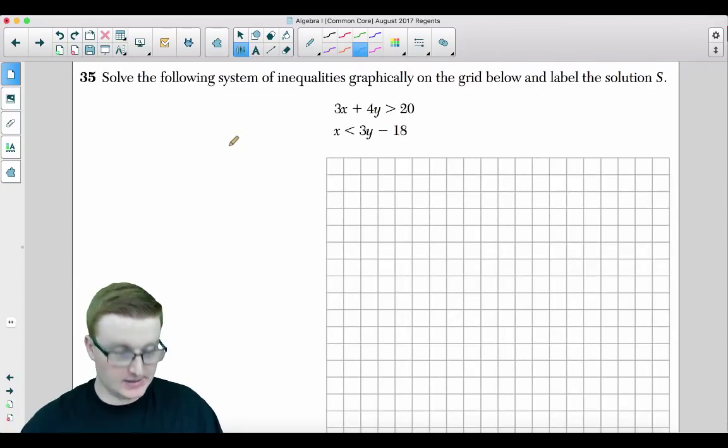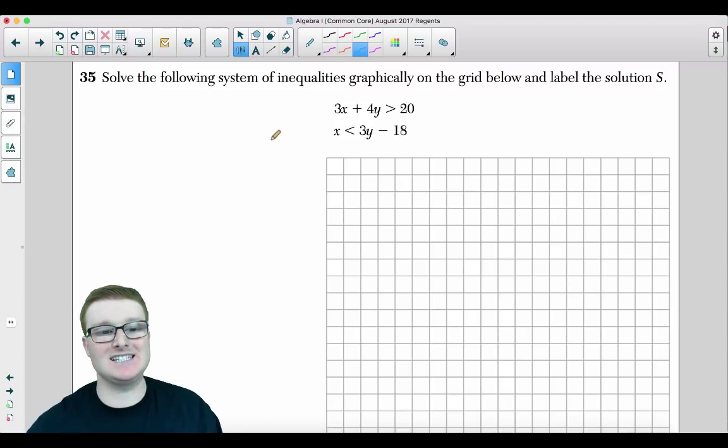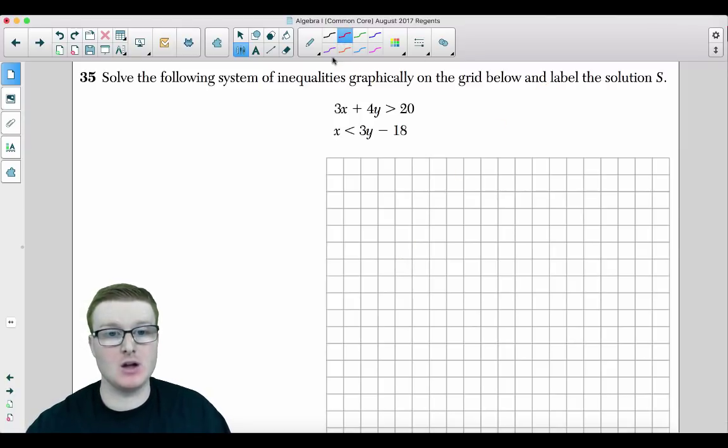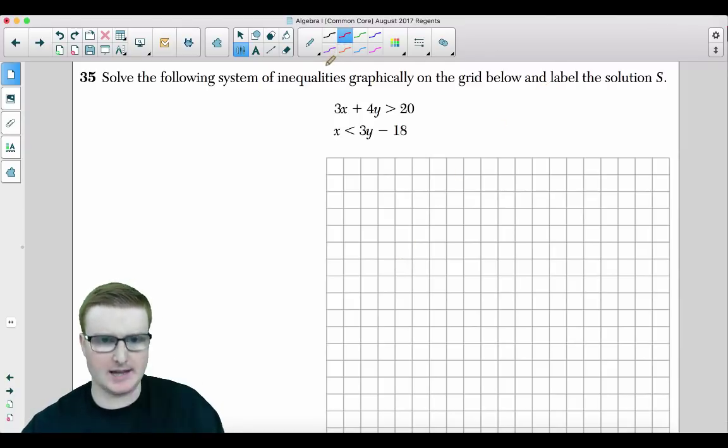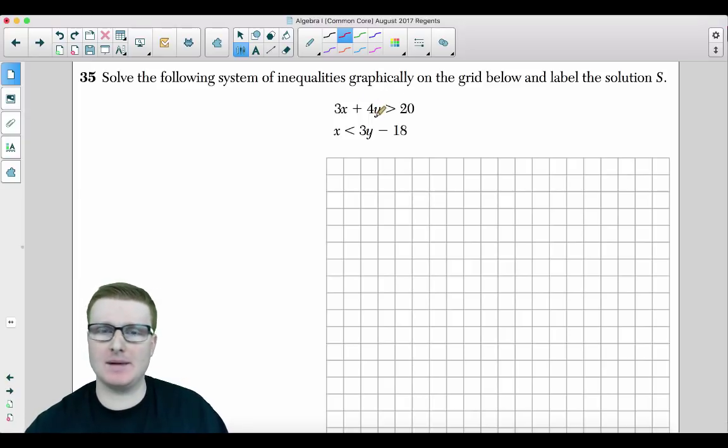35. Solve the following system of inequalities graphically. All right, so they're telling you how to do it because you can't solve this algebraically, they're forcing you to do it graphically, as shown below, and label the solution S. Okay, so let's talk about this for a second. We need to put all these in y equals mx plus b form. Well, obviously these aren't equal signs, but we could treat them as equal signs.